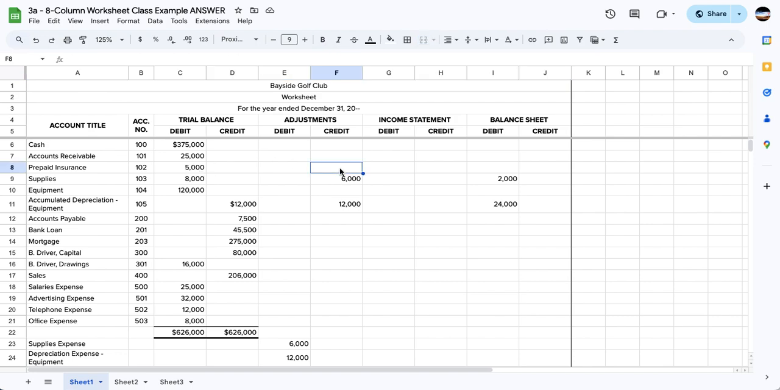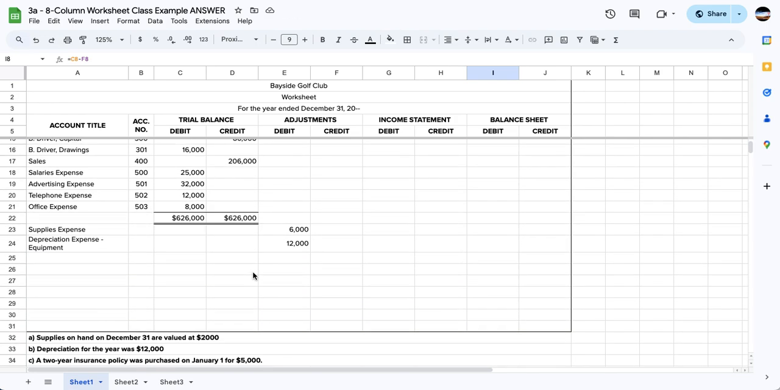But once again, I'm going to say, let's do some math here. So it was $5,000 for 2 years. That means it's $2,500 per year. I only have 1 year left in that policy. So I bought it for 5. I've used half of it. That means I now have $2,500 left in that account. And I'm going to go down here and I'm going to say insurance expense.